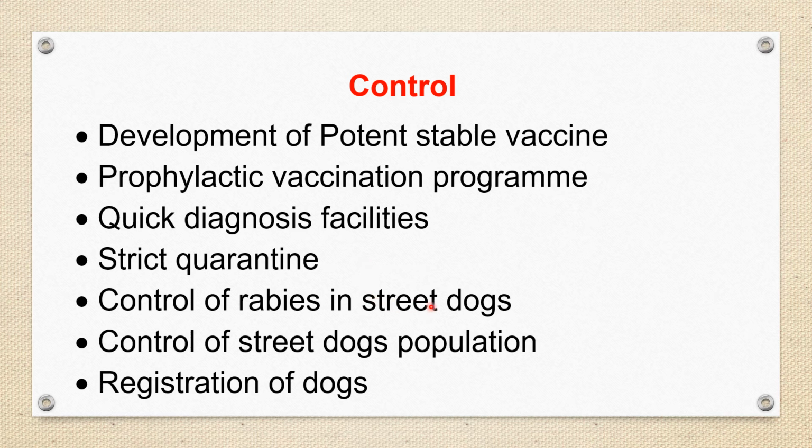Another important step is control of rabies in street dogs, because 95% of cases are due to the bite of street dogs. Control of the street population: if street dogs are controlled by the ABC program, it is observed that the incidence and prevalence of rabies is reduced to a great extent. Registration of dogs and compulsory vaccination.